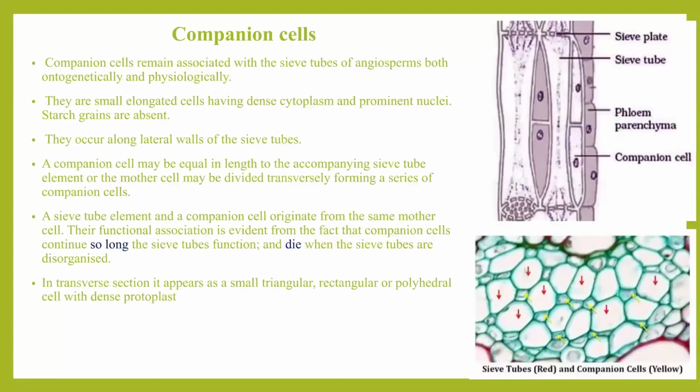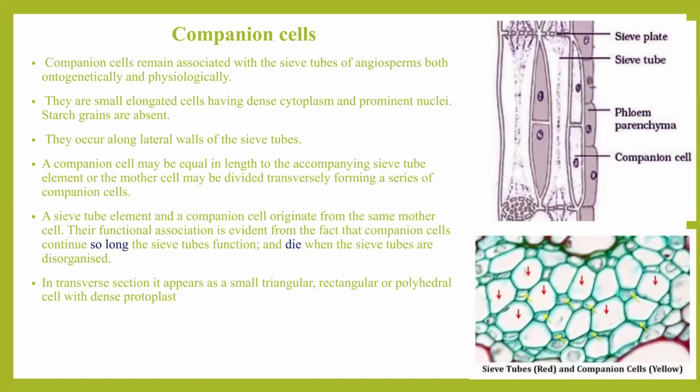Next one is the companion cells. Companion cells remain associated with the sieve tubes of angiosperms, both ontogenetically and physiologically. Companion means they are always present along with the sieve tubes. They are small elongated cells with dense cytoplasm. They contain more cytoplasm and prominent nuclei, and starch grains are absent. They occur along the lateral walls of the sieve tube.